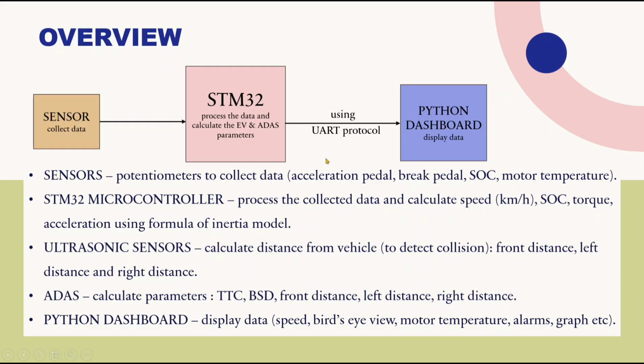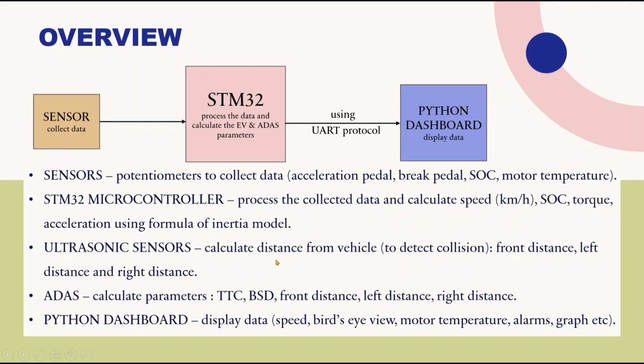This slide shows the complete architecture of our project. First, the sensors collect data such as accelerator position, brake position, battery state or SOC, state of charge, and motor temperature. Then the STM32 microcontroller processes this data and computes vehicle parameters such as speed, SOC, torque, and acceleration using the formula of the inertia model.